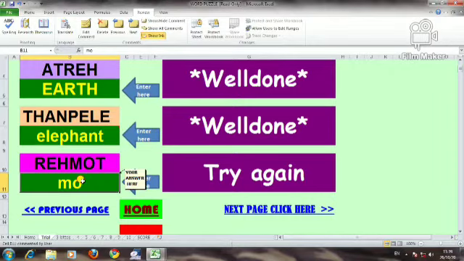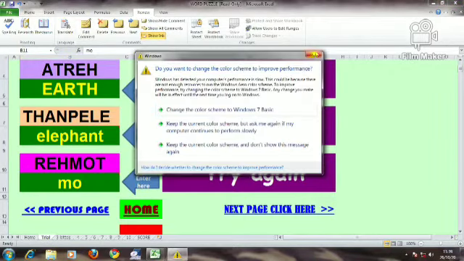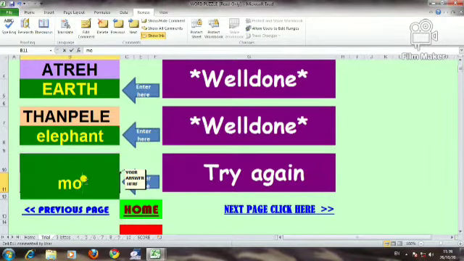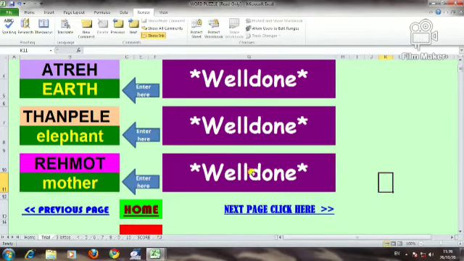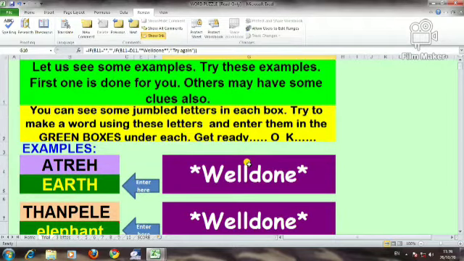Now, the next one, Rahmat is given there, but such a word does not exist. So, the actual word is mother. We enter mother there, then we will get well done. Now we have got an idea about the puzzle. Now let's go to the next page.